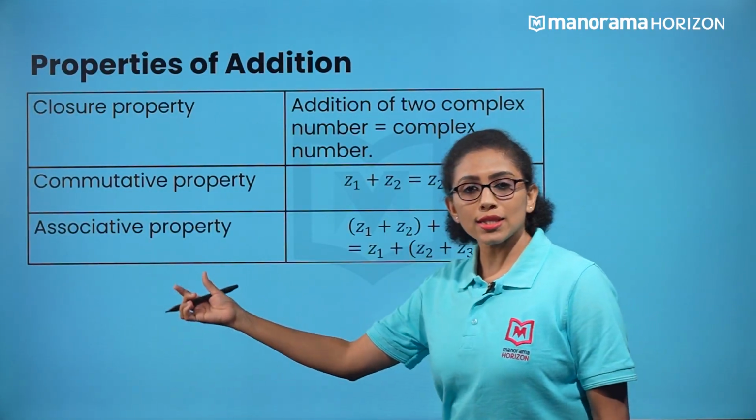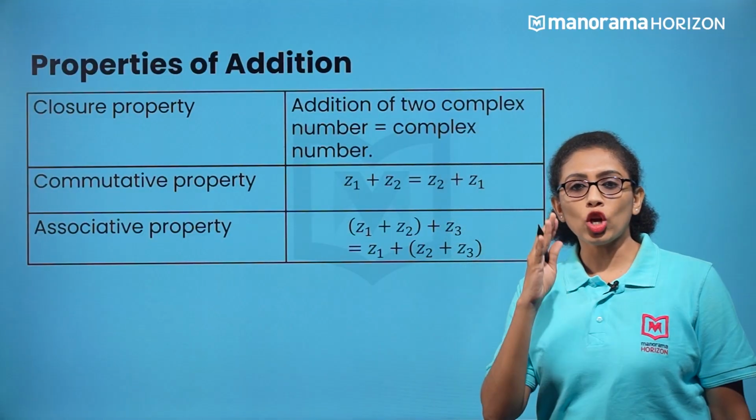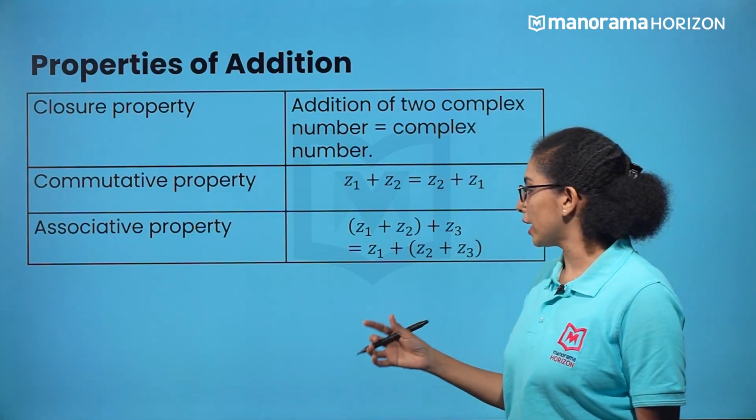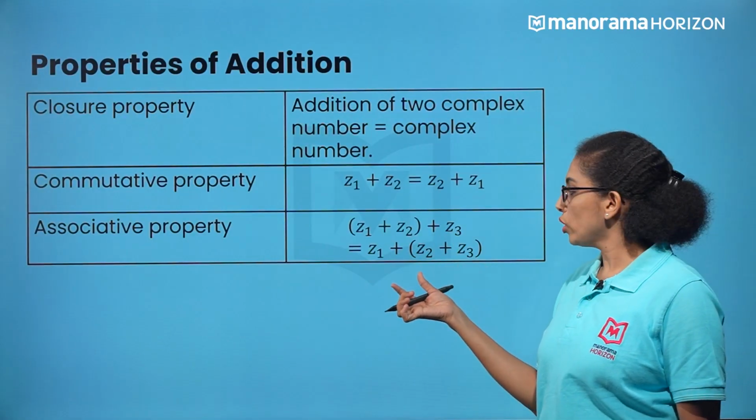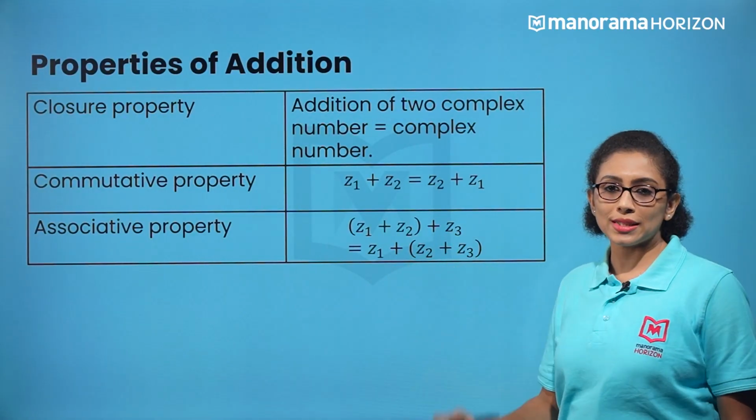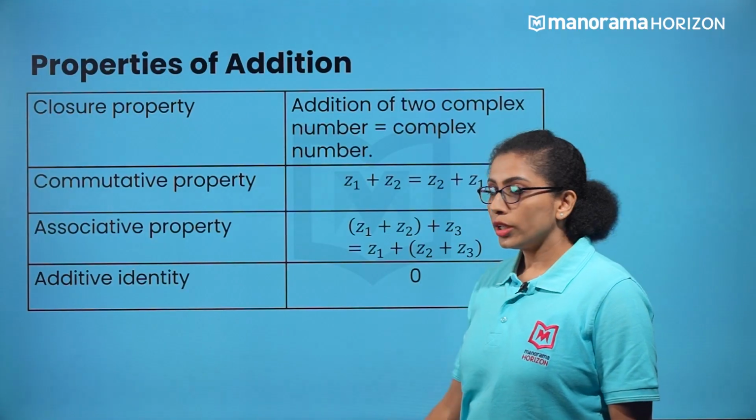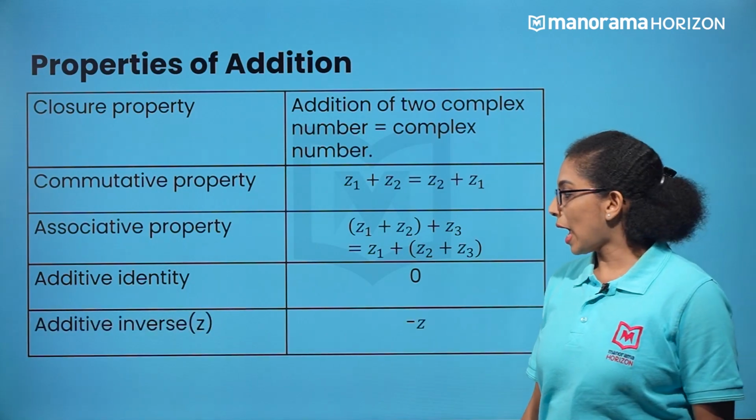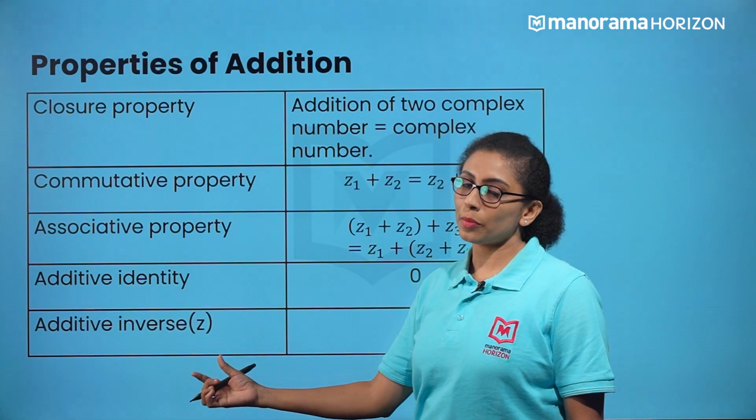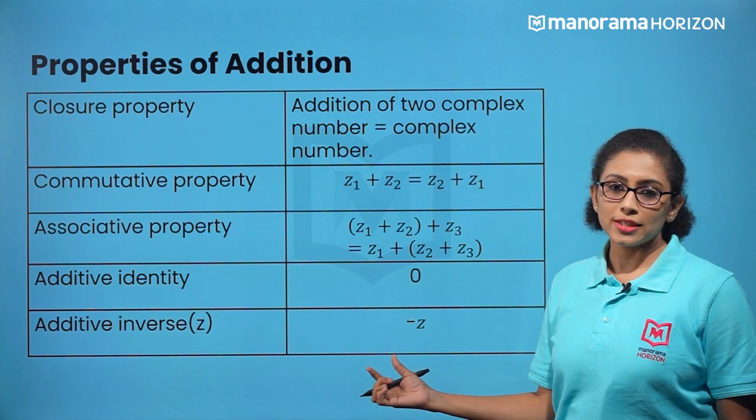Third property, associative property. For any three complex numbers Z1, Z2, Z3, Z1 plus Z2 plus Z3 will be equal to Z1 plus Z2 plus Z3. Now, the additive identity of the complex number is always 0. The additive inverse of the complex number Z is minus Z.